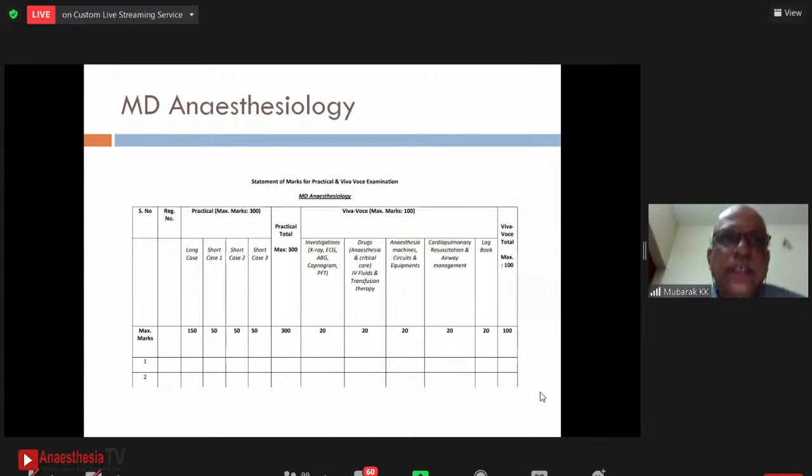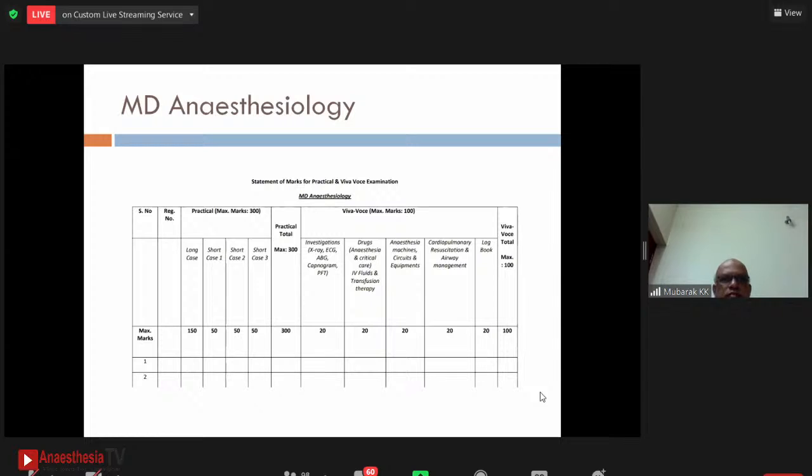I'll just go through the details of this mark sheet of the Kerala University of Health Sciences for MD anesthesiology. After theory, we have practical exams. For that, we have a long case of 150 marks and 3 short cases of 50 marks each, making a total of 300 marks for the practical block in anesthesiology MD.